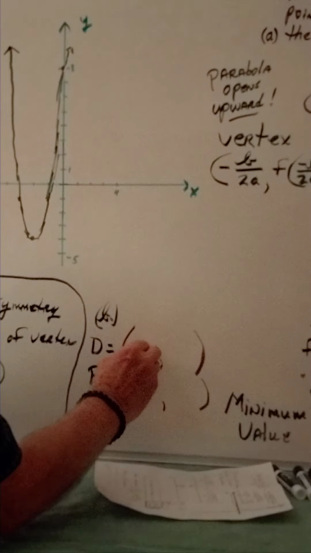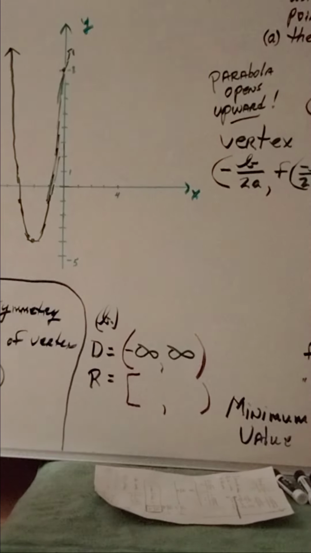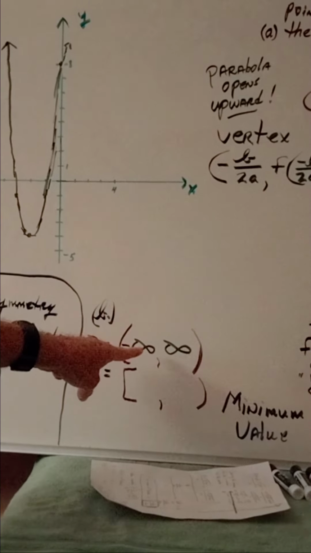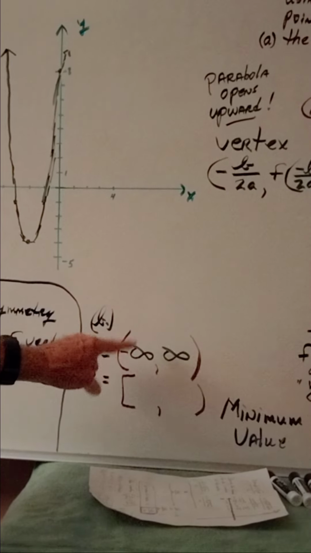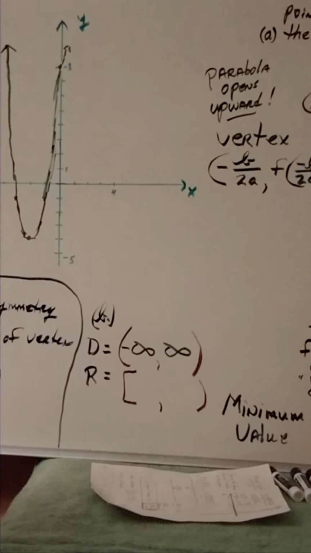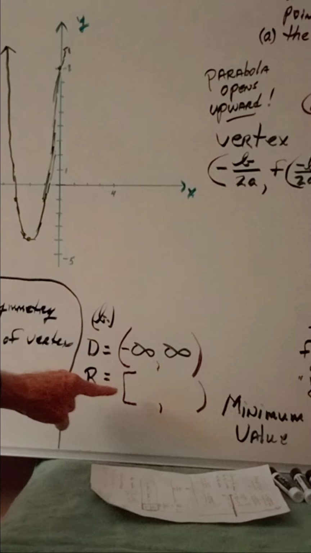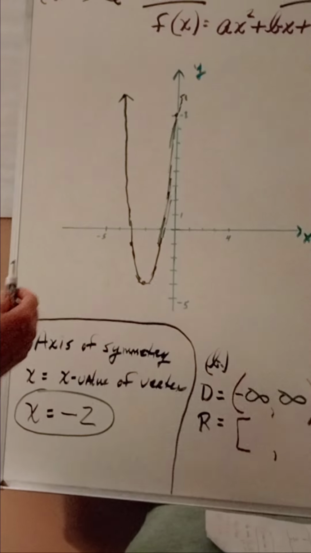And we're going to use interval notation. It would be negative infinity, positive infinity. People, that is a guarantee. Every graph, every parabola will have as its domain the set of real numbers. Let's go to the range. The range, well, that's a different story.